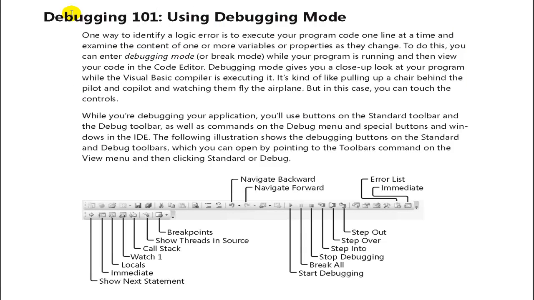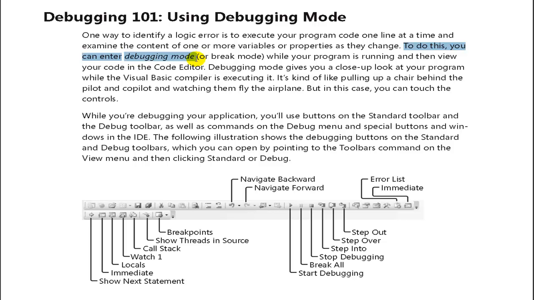So Debugging 101, using debugging mode. One way to identify a logic error is to execute your program one line at a time and examine the content of one or more variables. So examine the content of the variables or properties as they change. So you can step through the code one line at a time and see what happens to each of the variables, or whatever variables you're interested in, as you step through the code one line at a time.